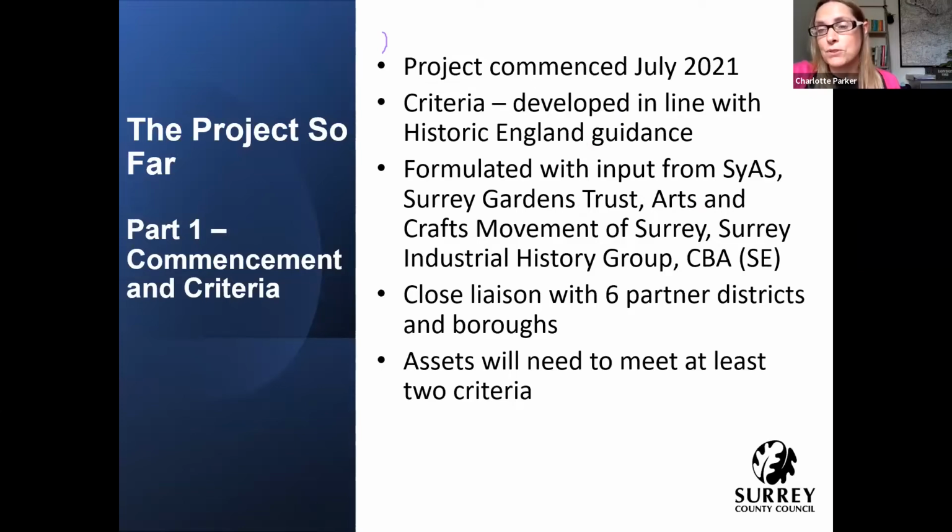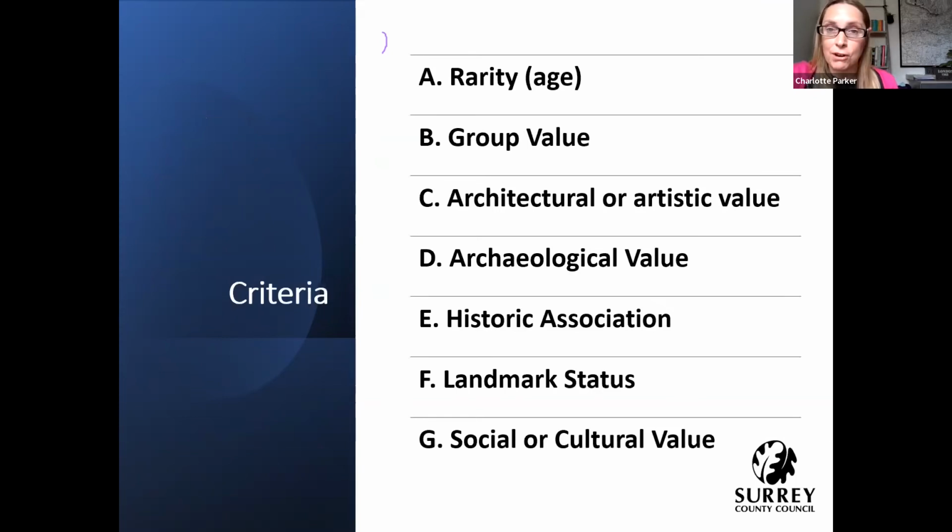The first step was to develop some criteria, which I did in conjunction and in consultation with various groups, including yourselves at the Society and others, and their input was very useful and fed into the final criteria. And obviously we involved the partner districts as well, and the decision was made that, in order to make it onto a local list, assets would have to meet at least 2 of those criteria, and here are the criteria.